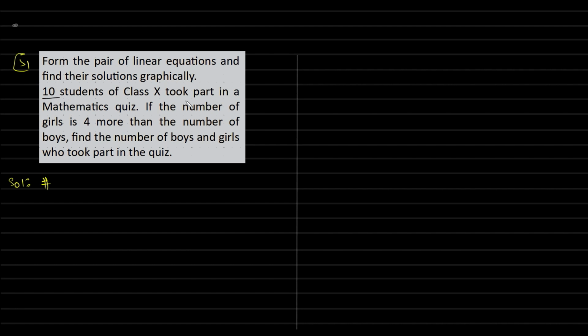10 students of class 10 took part in a math quiz. If the number of girls equals 4 times that of the boys. So basically this is your equation 1. So where can you find the other equation? Well, it's quite simple. Just look for the other condition. 10 students in total. So we're looking at a total of 10 students. So that forms your other equation.